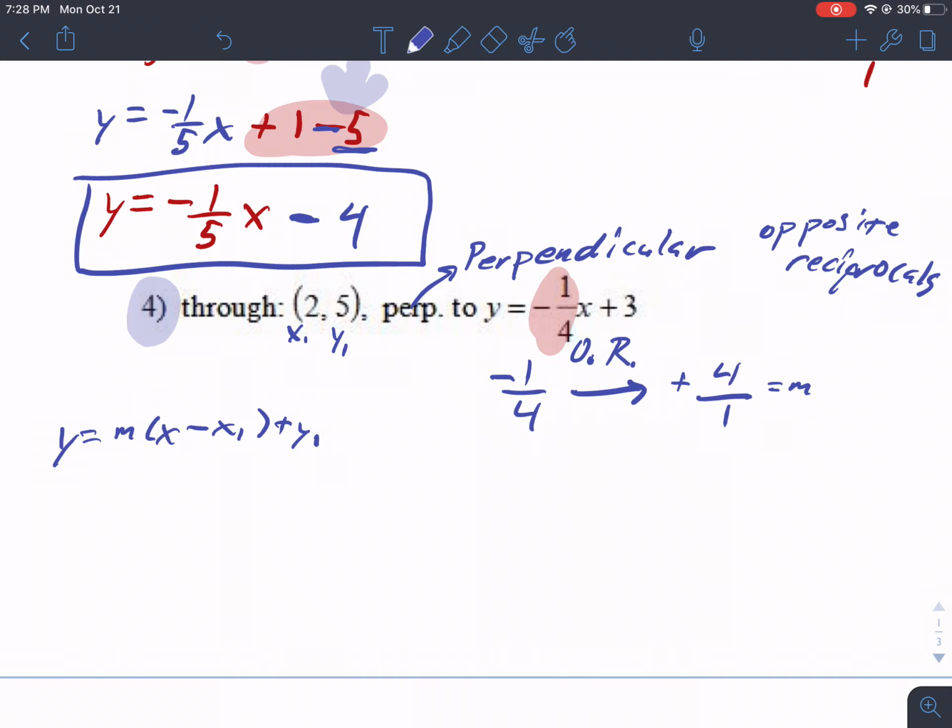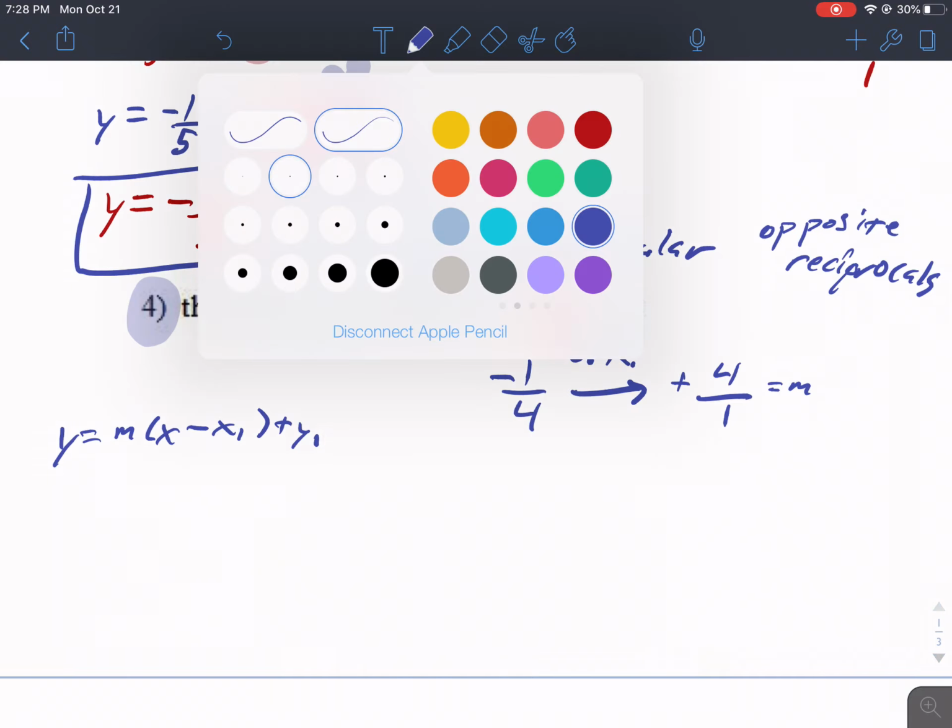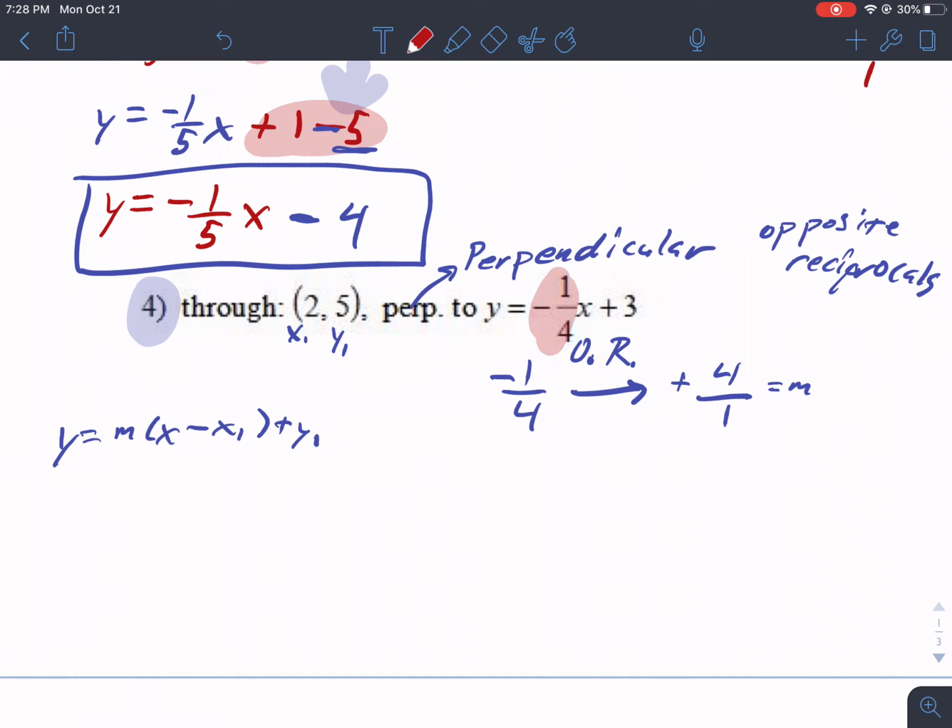So we want to plug those in. Sorry, I just forgot what I was doing. So we're gonna have 4/1.